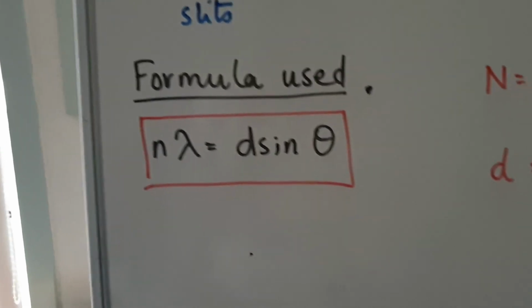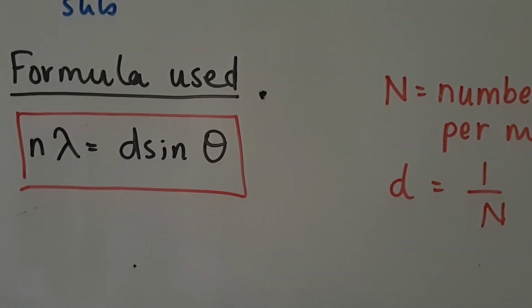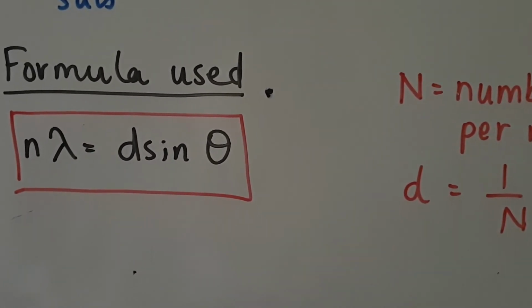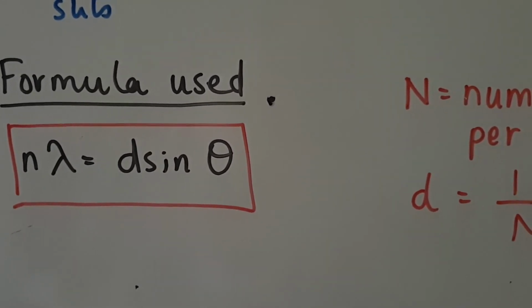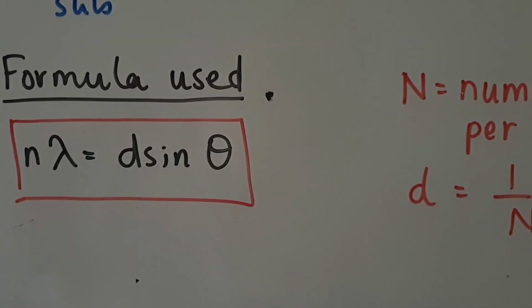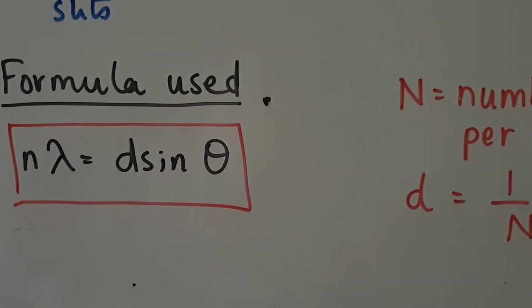That's the formula we use, and I will upload the notes. There are some questions to do under multiple slit interference. The very last one has to do with white light, so don't do the last question, do all the others.